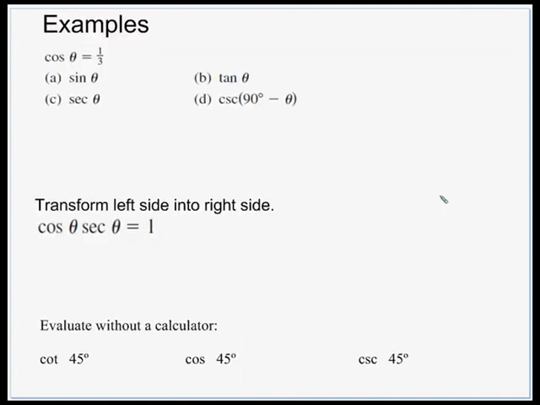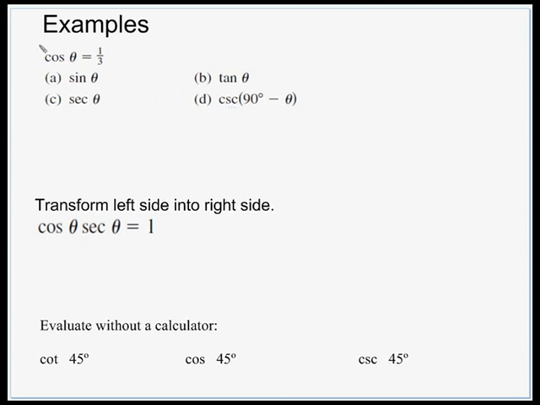Here's a couple more examples. There are some homework problems that did not have matching examples in the book, so I just want to take a quick look at a few of these here. Cosine of theta is 1/3, and they're asking us to find the sine, the tan, the secant of that same angle, and the cosecant of its complement.